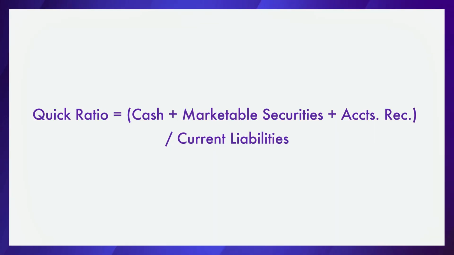And then we have the quick ratio. The quick ratio is just like the current ratio, except now, rather than looking at all the current assets, we want the quick assets, the ones that are quickest to convert into cash. Commonly, those are cash and cash equivalents, marketable securities, and accounts receivable.